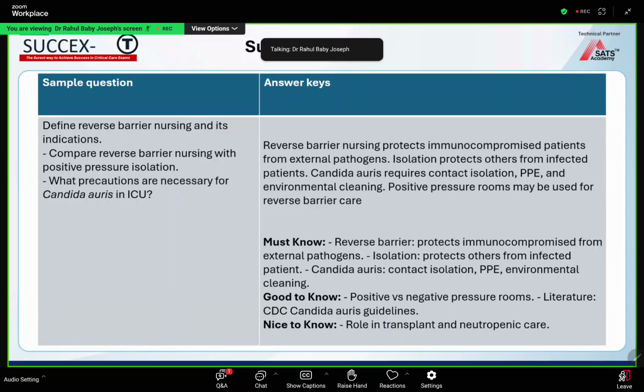pathogens, and different isolation techniques, and what the contact and other different precautions are that you take. Environmental cleaning. It's good to know the difference between positive and negative pressure isolation rooms, and CDC guidelines for Candida auris. And nice to know the role in transplant and neutropenic care.